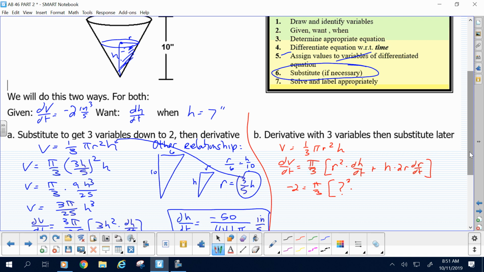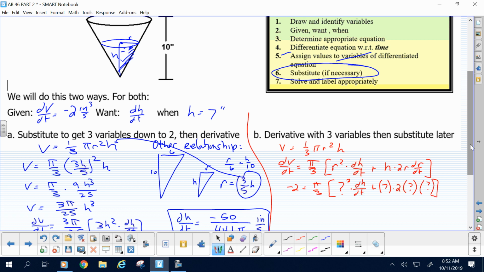dH/dt, that's what we want. Do you agree? And I do know h is 7. Once again, I run into that: I don't know the r. And do you know dr/dt? No. So you just are running into 2 different problems. Don't know the radius, don't know dr/dt.